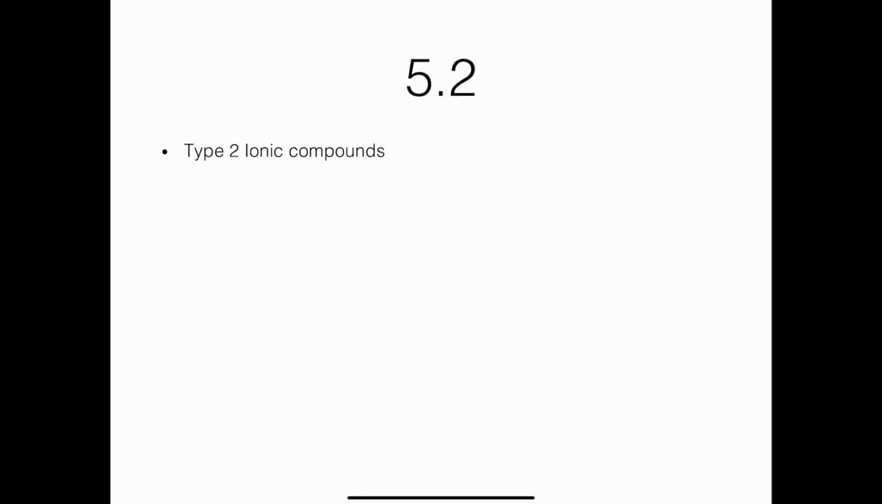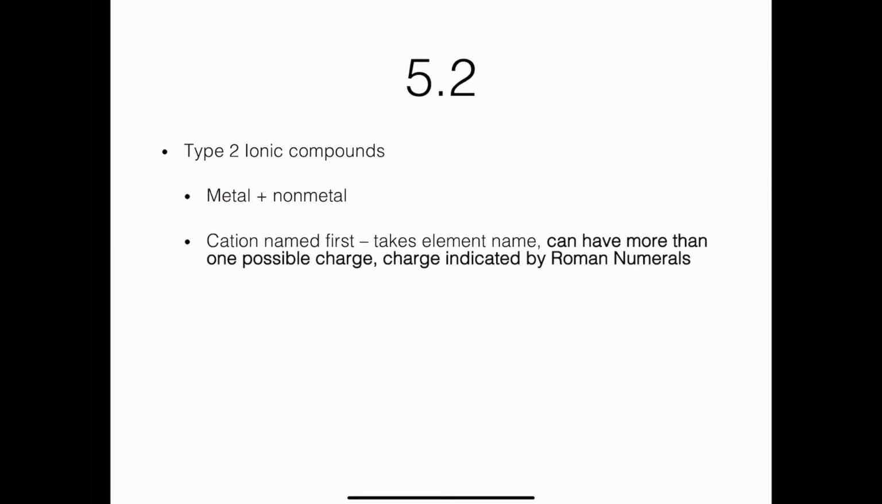The next type of compound we have is a type 2 ionic compound. So the type 1, or the easiest type, that's just a nonmetal and a metal with a specified charge. So they're the ones we talked about that we circled in red in the beginning, the first two columns, and zinc and silver, because they only have one type of charge. Type 2 are a little bit different. Again, they're a metal and a nonmetal, something from the left side of the table and something from the right side of the table. The cation is still named first, and it still takes the element name.